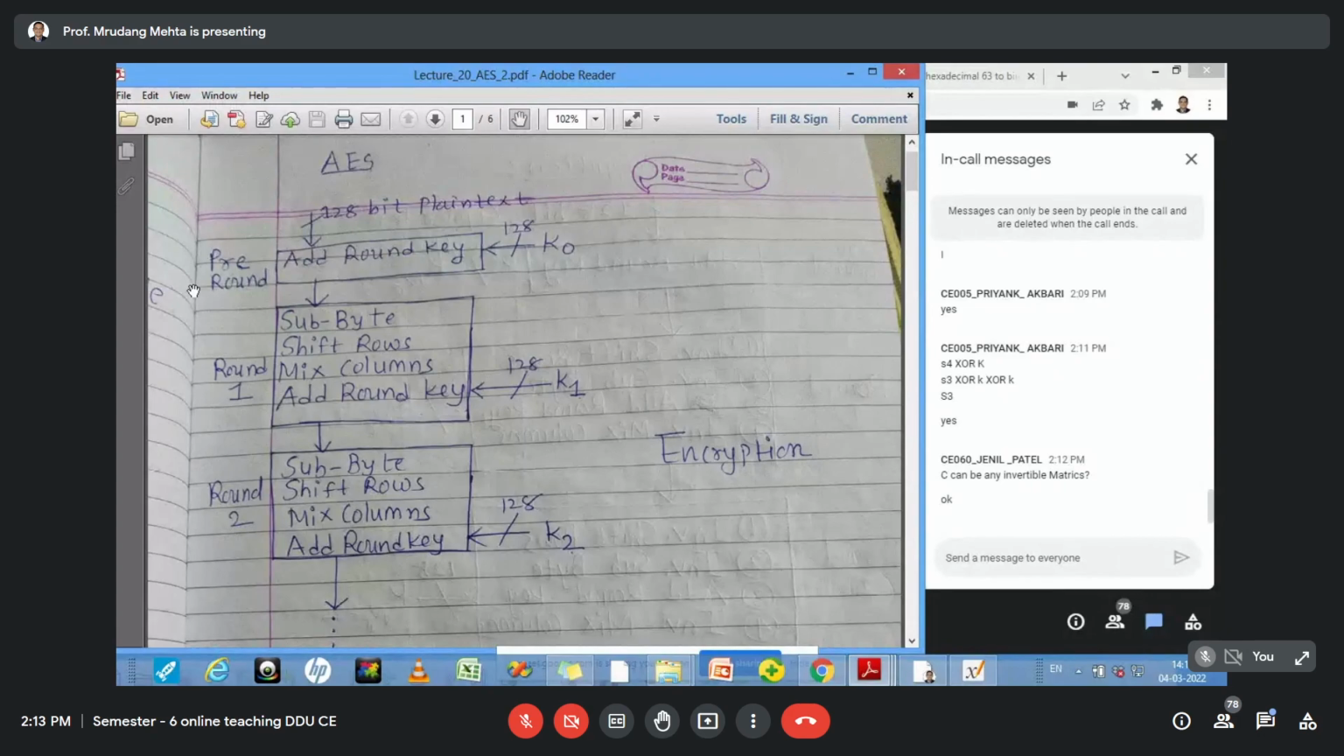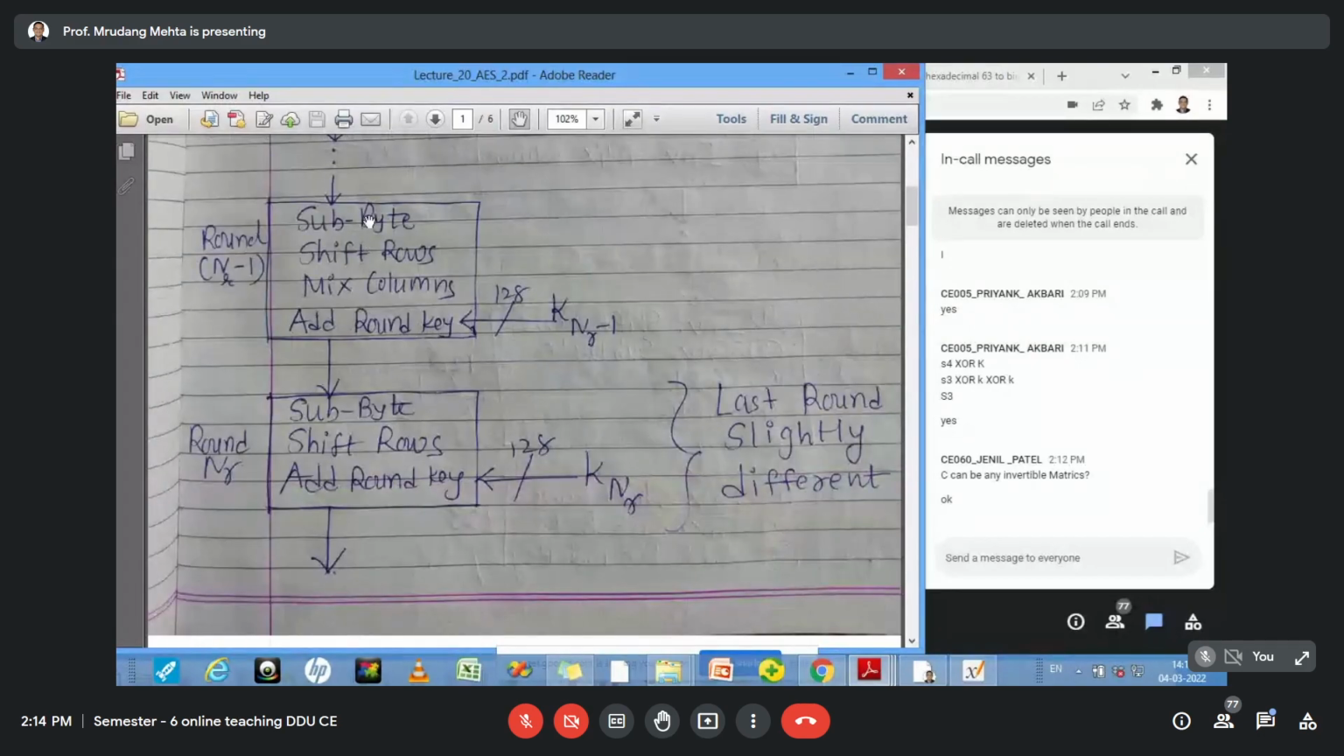What are we doing in each round? In pre-round, we are only adding one key. So add round key is the only step, right? So the 128-bit plain text block is XORed with the 128-bit key K0. That gives you the output of the pre-round. The output of the pre-round follows 4 steps: sub-byte, shift row, mix column, and add round key. These 4 steps are the steps of each round. So if you see round 1, round 2, up to round NR minus 1, all steps are the same. In round NR, the mix column step is not there.